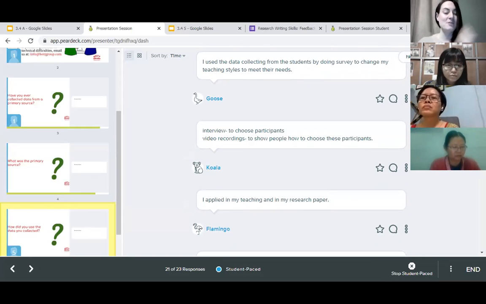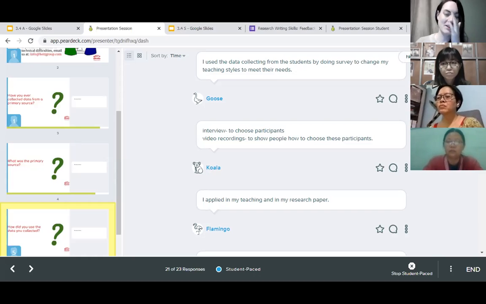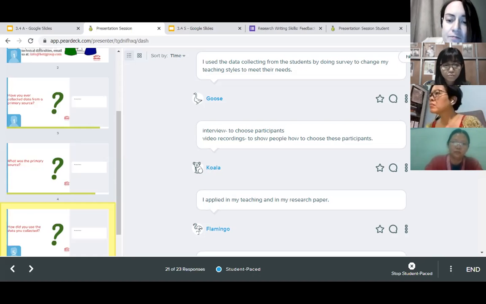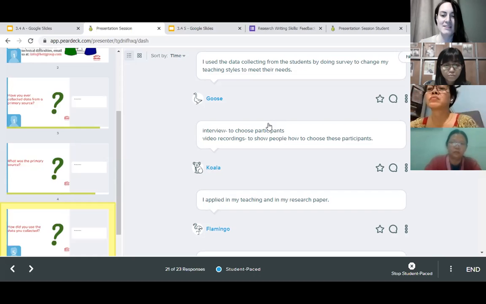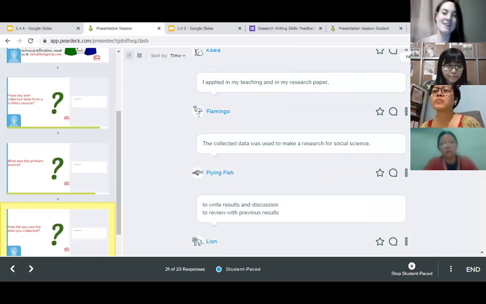So sometimes data you can collect, like we're looking at research writing. Usually if you're looking at research writing, you're looking at how you can write it up in the discussion section, in the results section, in the conclusion, but then you can actually use the information that you've collected for yourself to improve, to choose participants, to show people how to choose these participants. So again, you're using the information. Applied in my teaching and in my research paper. So yeah, both. You can use it for both.